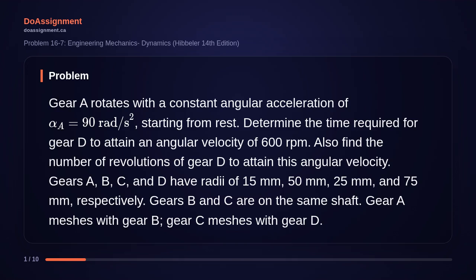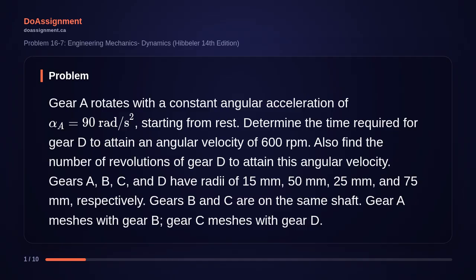Gear A rotates with a constant angular acceleration of alpha A equals 90 radians per second squared, starting from rest. Determine the time required for gear D to attain an angular velocity of 600 rpm. Also find the number of revolutions of gear D to attain this angular velocity.